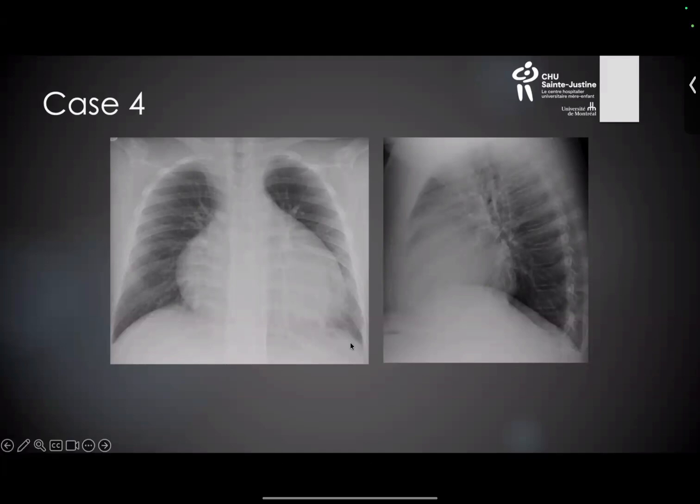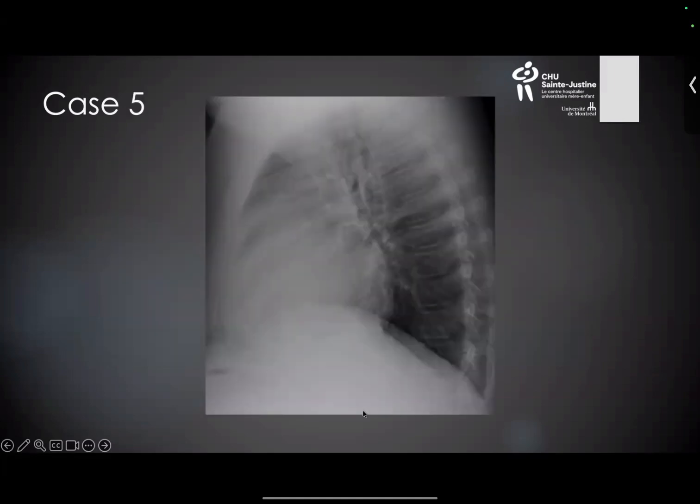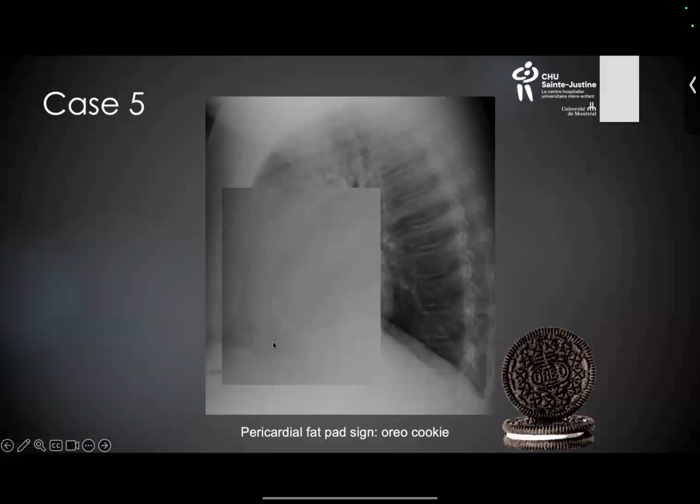And if you look closer, you see that you have a double shadow here. I will zoom in for you. Here you have hypo, hyper, and hypo. So you see your Oreo cookie sign, which is a pericardial fat pad sign. You have the fluid in the pericardium, and then you have again the fat pad, so we call it an Oreo cookie sign, like the filling. It's a rare sign, but you can see it when you have a pericardial effusion.